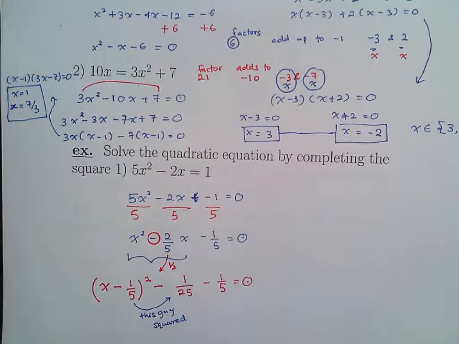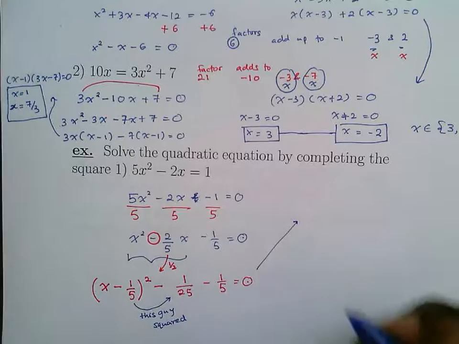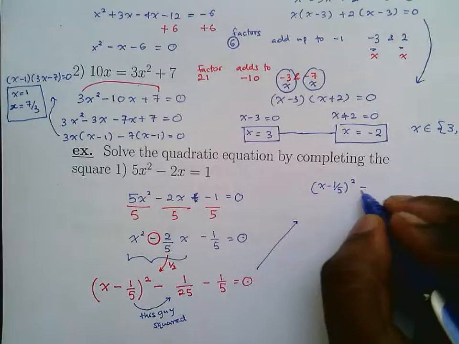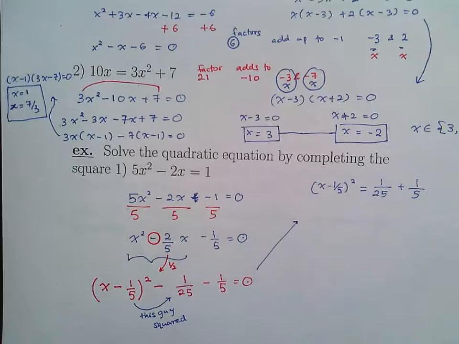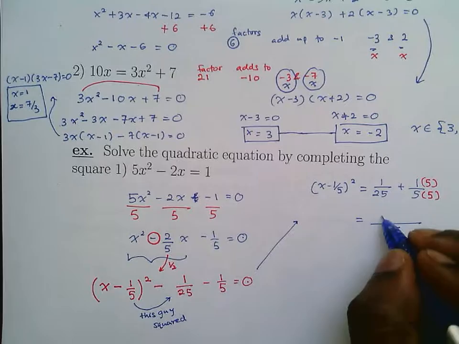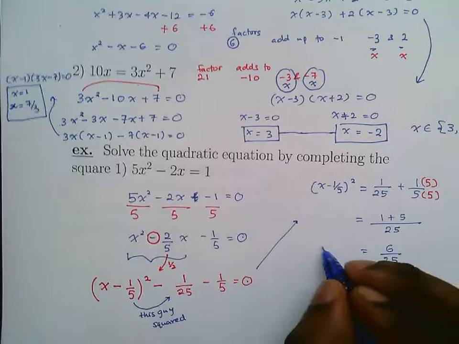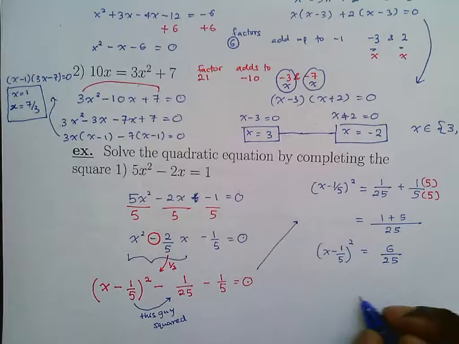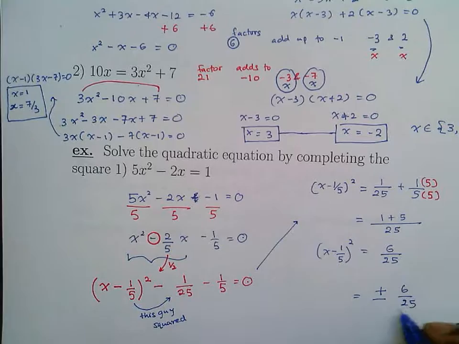So let's go to this step. I'm going to send these two to the other side, and that would be x minus 1/5 squared is equal to 1 over 25 plus 1 over 5, and I can just make the denominator the same by multiplying by 5 and 5. So you get 1 plus 5, so that's 6 over 25, x minus 1/5 squared. Square root of both sides, remember plus or minus here, square root of 6 over 25. So this is very, very important. And here the square sign vanishes.